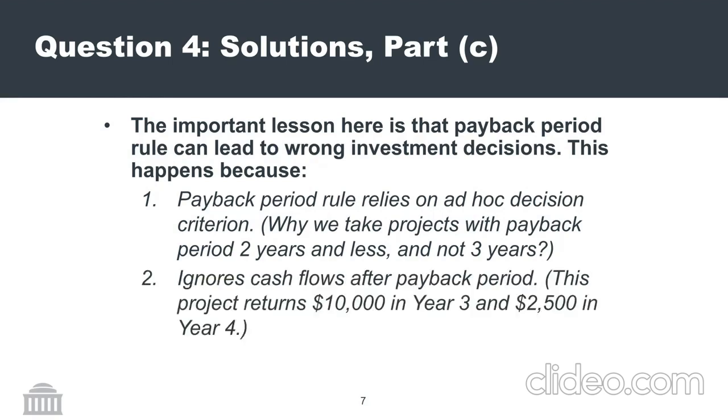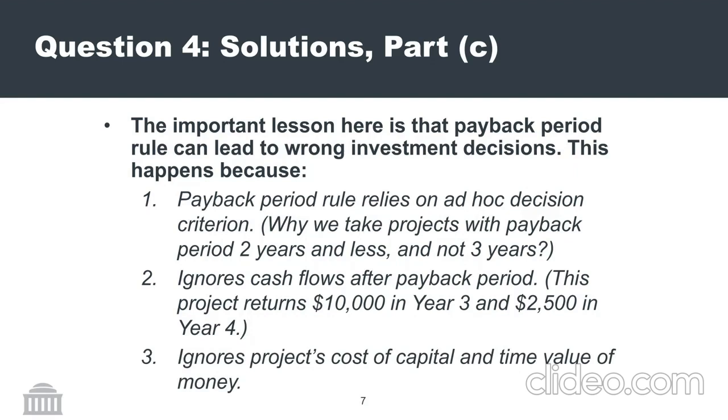2. Payback period rule ignores cash flows that occur after the payback period. In our case, this project returns $10,000 in year 3 and $2,500 in year 4. By following the payback period rule with cutoff of 2 years, we're ignoring these cash flows. As shown by NPV calculation, these cash flows clearly make a difference in this case because the net present value of this project is positive. And 3, payback period rule ignores project's cost of capital and time value of money.